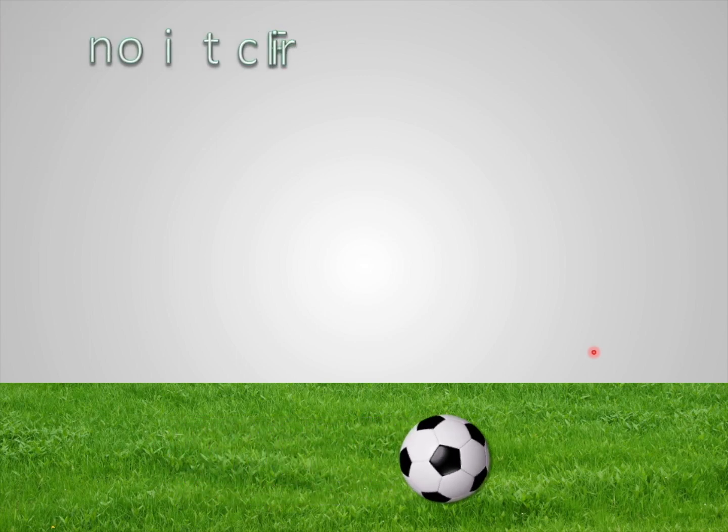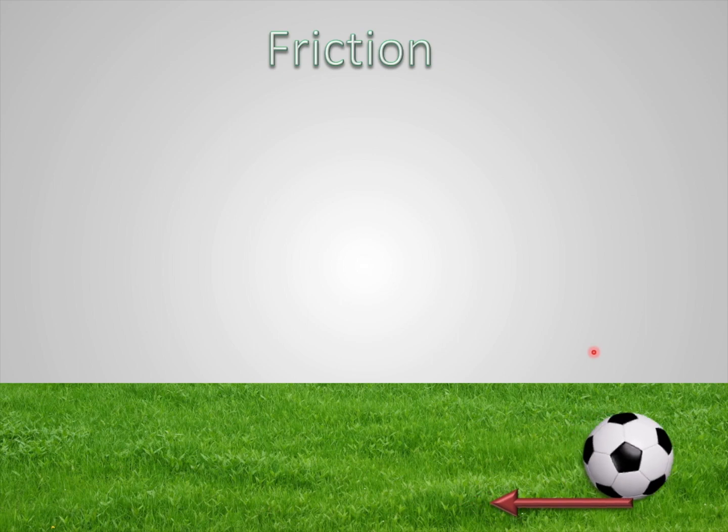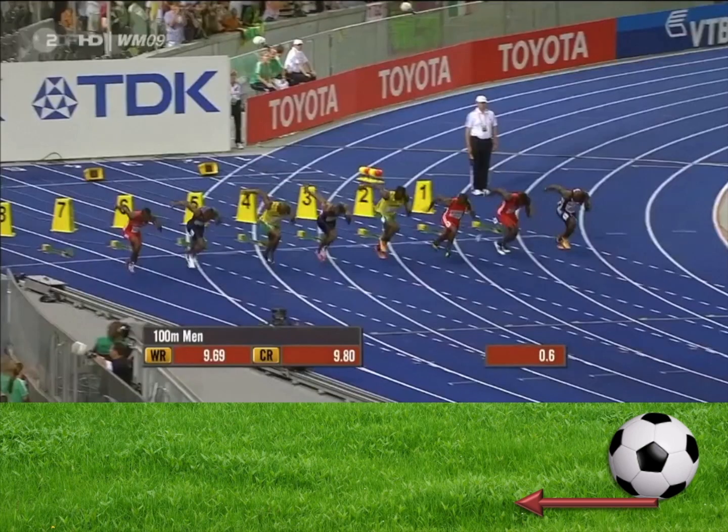Friction generally acts against the motion. For example, a football is getting stopped because of friction. This ladder is staying in that position without slipping because of friction. So these are the directions of friction acting on the ladder. Is it true that friction will always be acting against the motion?